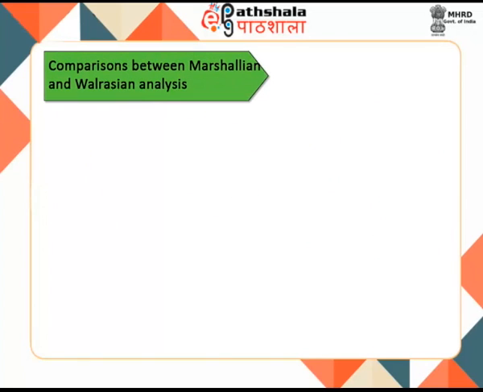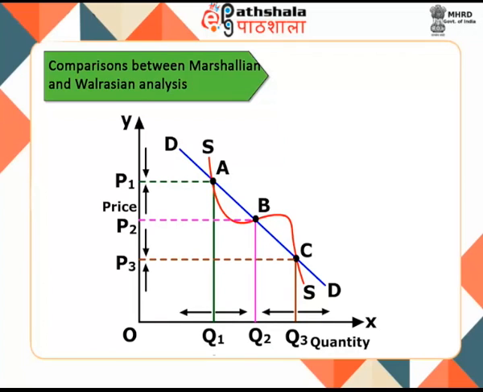Let's look at the comparison between Marshallian and Walrasian analysis graphically. We may explain it with the help of a negatively sloped supply curve which intersects the normal demand curve at several points. A, B, and C are 3 points of equilibrium where quantity demanded is equal to quantity supplied. P1, Q1, P2, Q2, and P3, Q3 are price and quantity corresponding to points A, B, and C respectively.